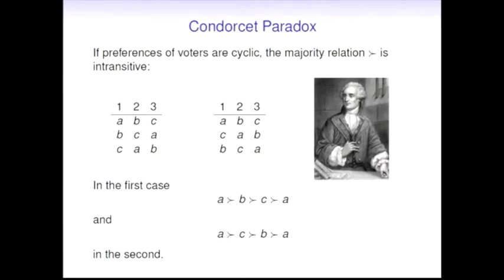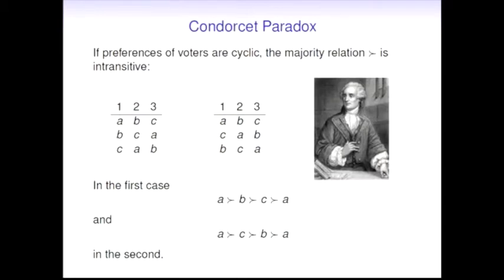There are two situations here. We have three persons choosing among three alternatives, and they have preferences. A preferred to B, preferred to C. B preferred to C, preferred to A. C preferred to A, preferred to B. So these are cyclic preferences, and majority relations behave badly.